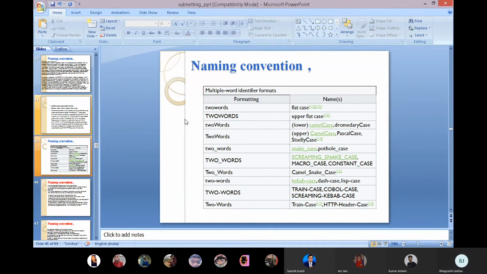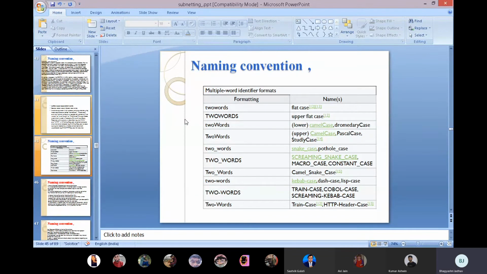Two words, camel case, Pascal case, and straddle case. Two words, snake case, with a hyphen. Two words, screaming snake case, macro case or constant case. Two words, camel snake, T capital, W capital. Then both are small, kebab case or dash case. All letters are capital, then train case, COBOL case, or screaming kebab case. The two words is train case. These are the naming conventions.